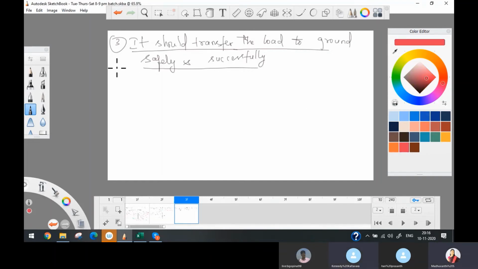So basically, there are three criteria to ensure that our load is being transferred to the ground or not. The first criterion is there should not be any abnormal deflections. That means deflections do happen, slabs do deflect and beams also do deflect. So deflections do happen, but there should not be any abnormal deflections. Normal deflections are allowed.